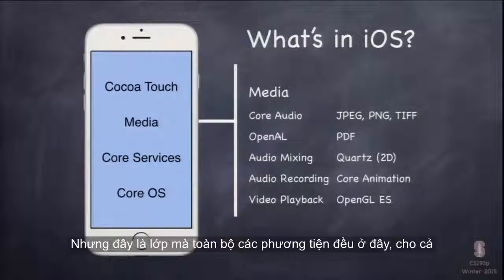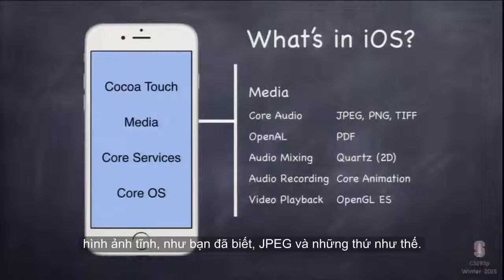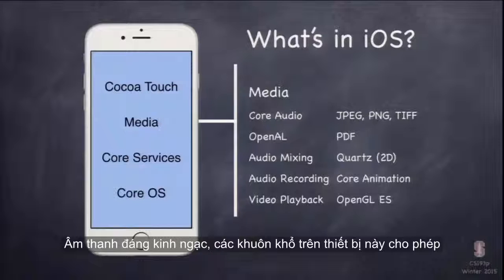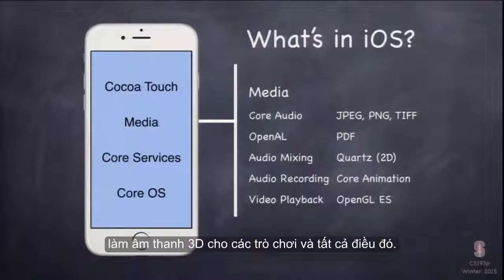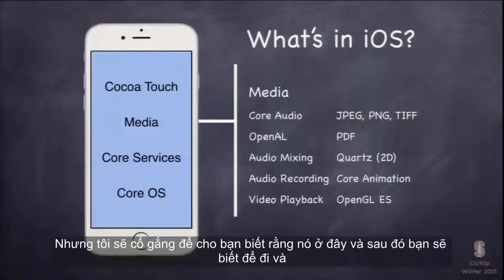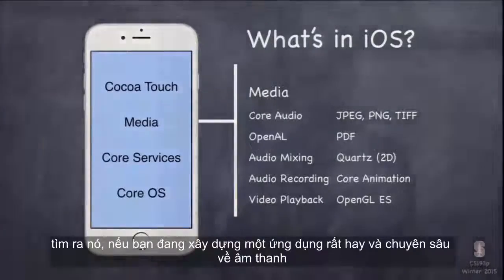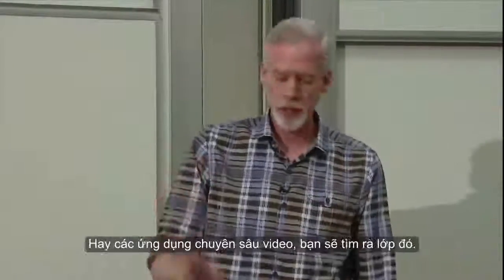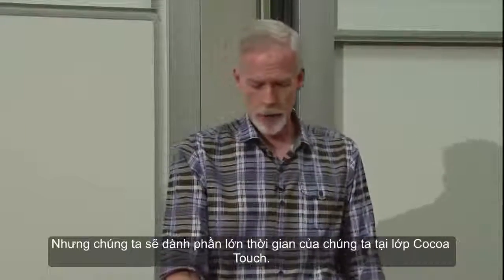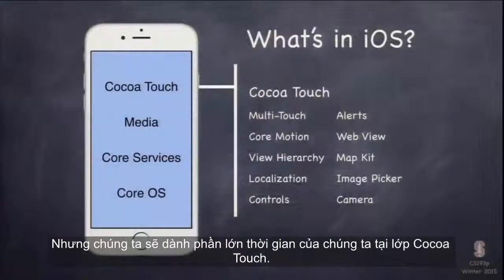But there's a whole media layer here, both for static images, you know, JPEG and things like that, and video, both capturing video, editing video, all that. Incredible audio frameworks on this device for doing 3D audio, for games and all that. Unfortunately, I get to very little of this layer. I'll try to let you know that it's in there, and then you'll know to go out and seek it out if you're building a very audio-intensive app or a video-intensive app. But we'll spend the vast majority of our time at the Cocoa Touch layer.